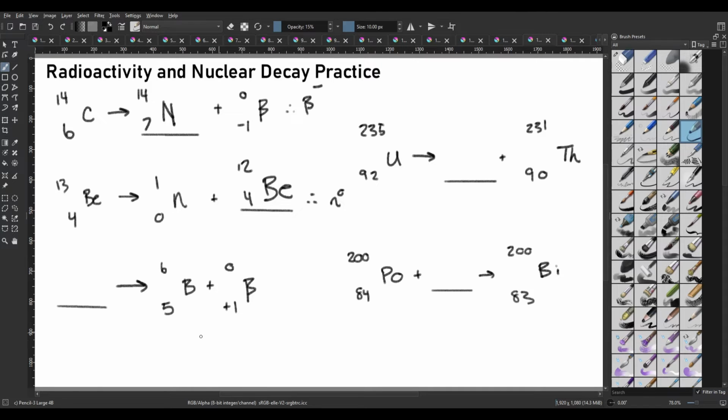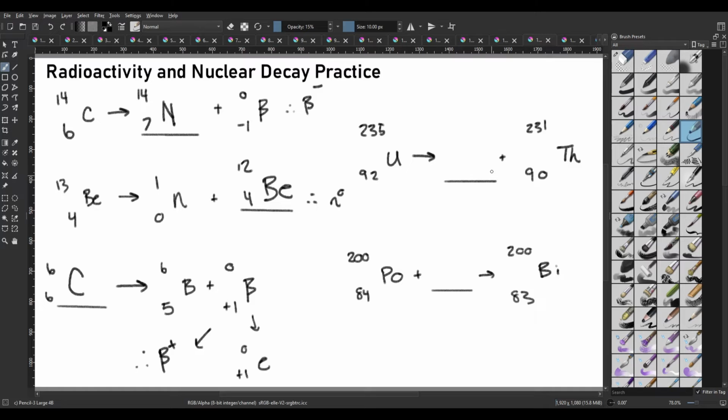Now over here, we have to balance this one, except this time we're only given the products. So our mass numbers, let's balance those first. It's 6. Let's balance our numbers down here at the bottom. That's going to be 6. Element 6 on the periodic table is in fact carbon. And this is a positron. This is the same thing as a 0 plus 1 positron. Therefore, this is beta plus decay.